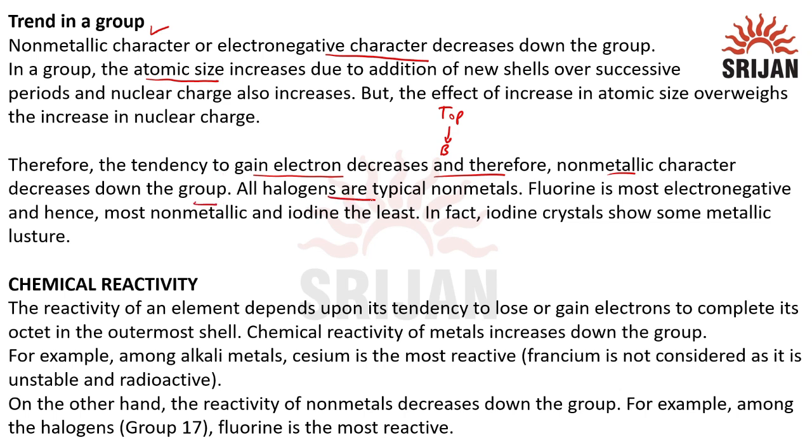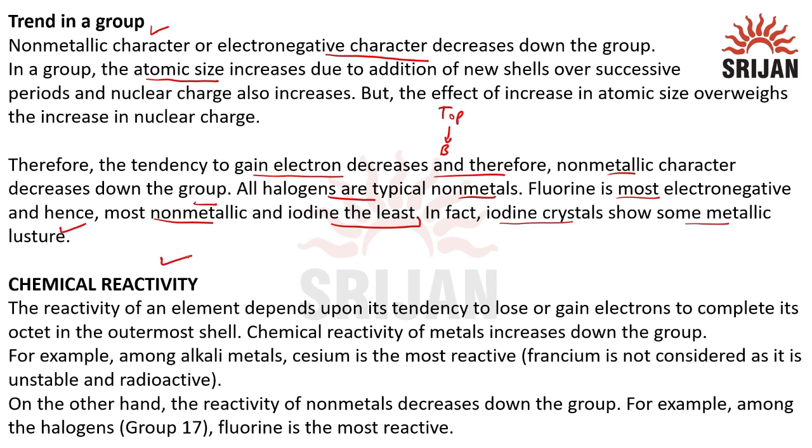Here, all the halogens are typically non-metals. Fluorine is the most electronegative and most non-metallic, and iodine the least, right? In fact, iodine crystals show some metallic lustrous property also.